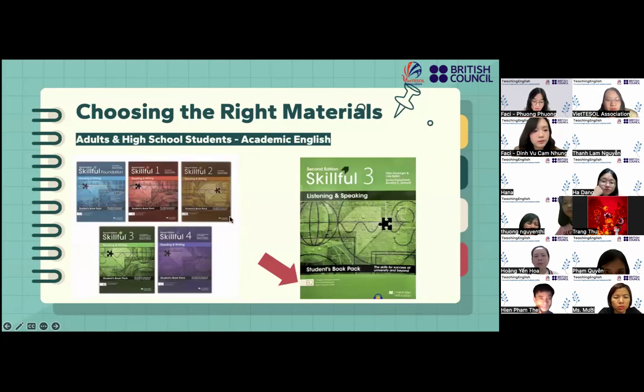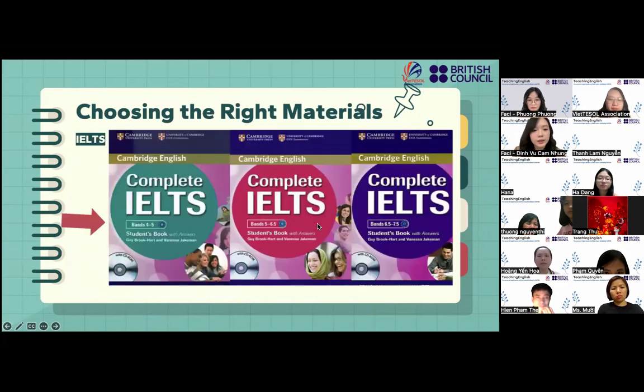Okay, and some of the time you can find the CEFR level on the cover of the book. So maybe it is the front cover of the book, like the Skillful series. Or maybe like this one, Complete IELTS, right? It's noted there, like band 4 to 5, 5 to 6.5, and 6.5 to above.